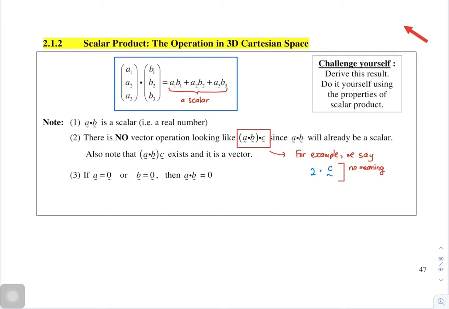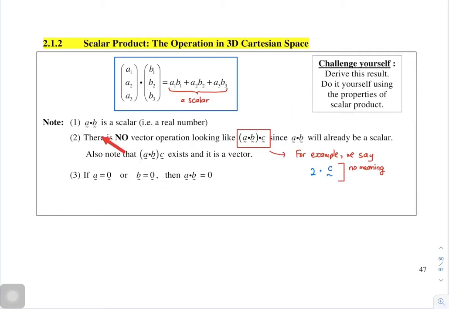Now how does the scalar product of two column vectors look like? If I have two column vectors A1, A2, A3 dot with another column vector B1, B2, B3, the result is simply multiply the x components, plus multiply the y components, plus multiply the z components.